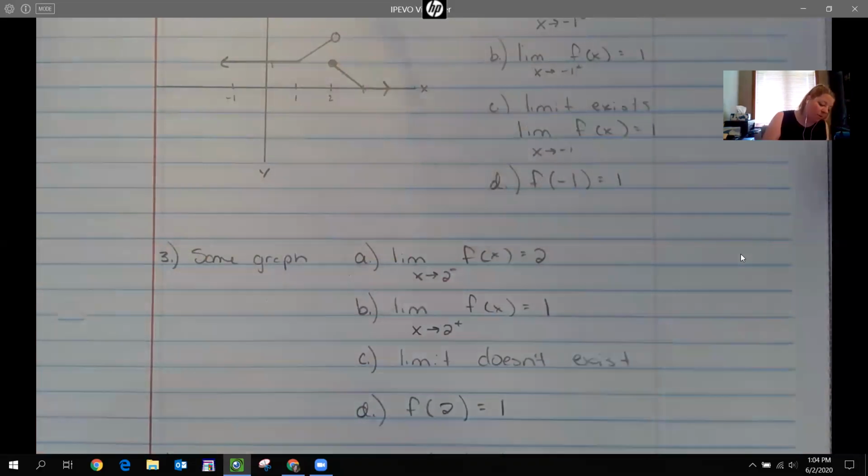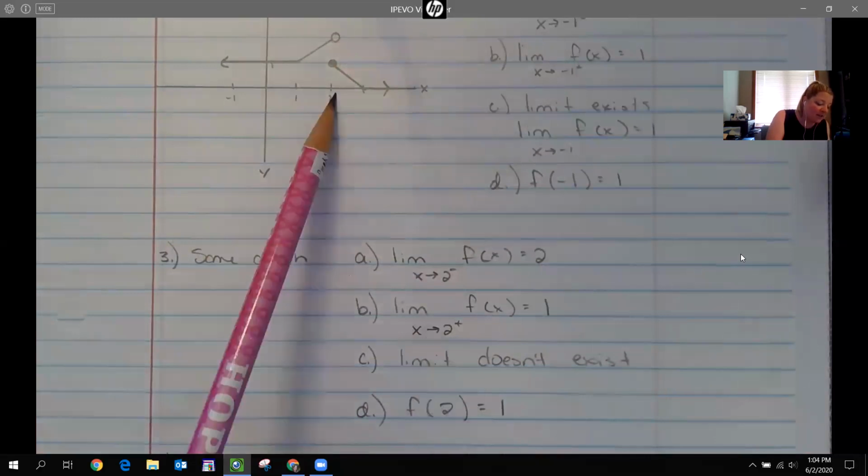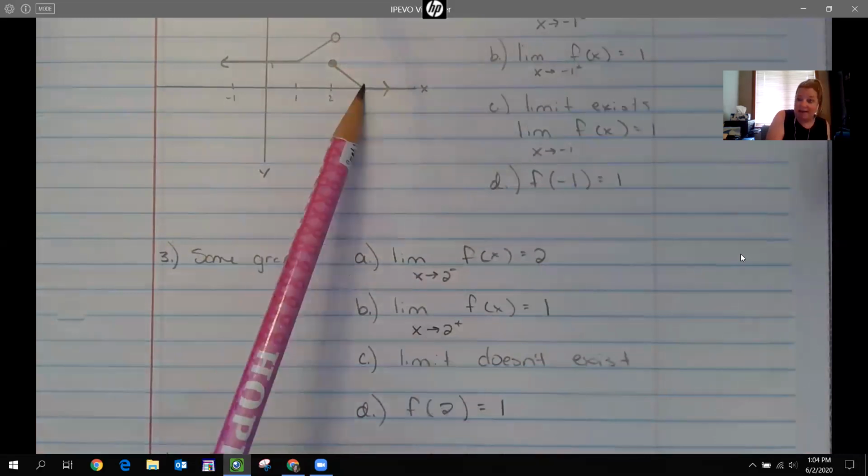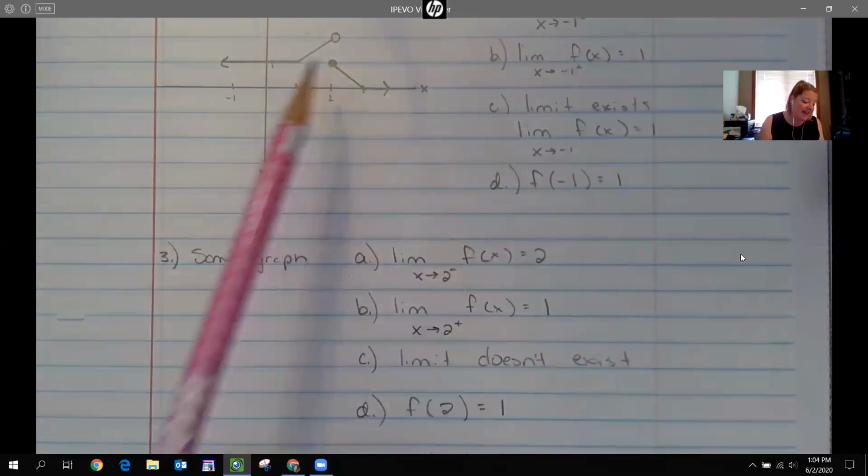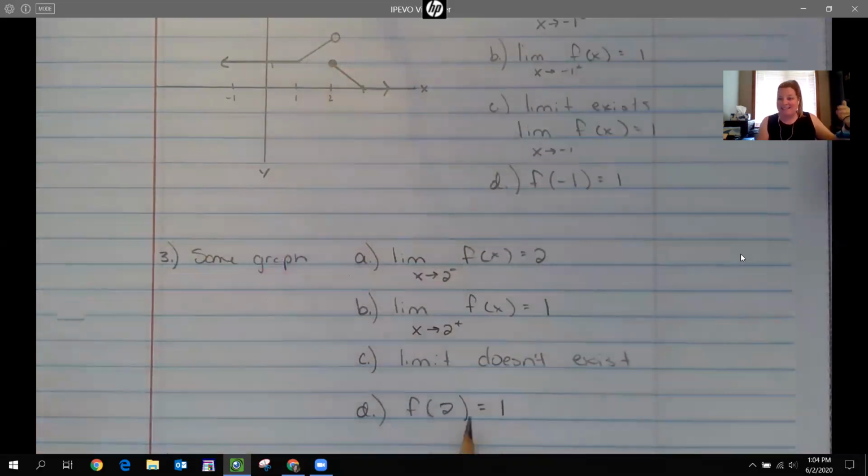Okay, on the right side, so the limit as x approaches 2 from the right, this is going to 1. So when I say, what is the limit as x approaches 2 without the plus or minus, it would not exist because the left and the right side aren't going to the same number.